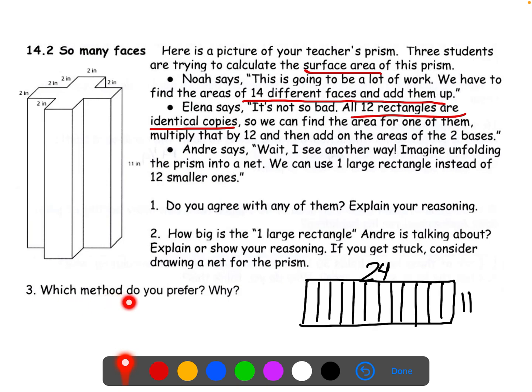And then finally, which method do you prefer? Well, that's kind of personal preference. I certainly wouldn't choose Noah's just because it's going to take a lot more calculating than is necessary. But if it was me, I probably wouldn't pick Andre either. I think I like Elena's method where she's finding the similarities. She's still calculating the area of the one rectangle and then just seeing how many other of the same rectangles there are.